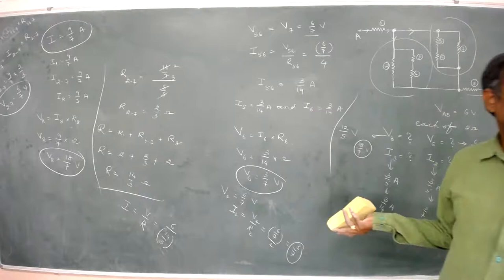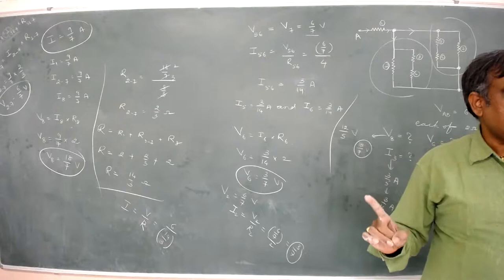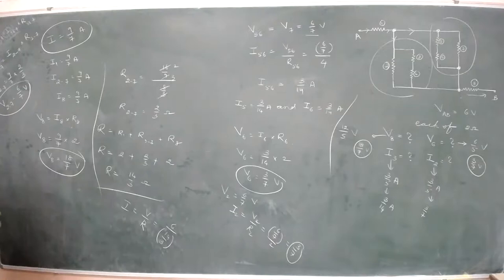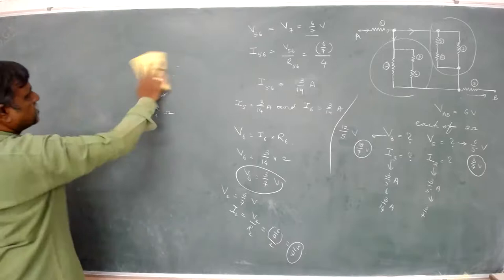Okay, now we will change the topic. So far we have been discussing series and parallel combination of resistors. Now, same series and parallel combination of cells, batteries. But before that, this one more topic we need to keep in mind, we need to understand. So what is that? Electromotive force and internal resistance.